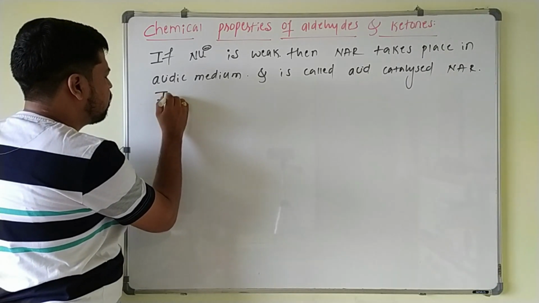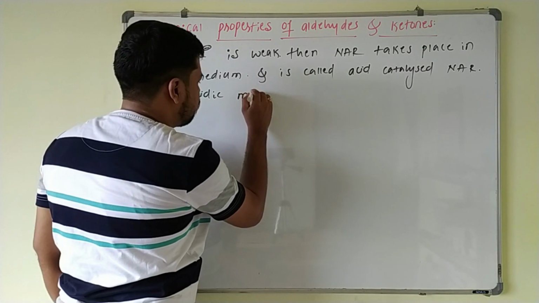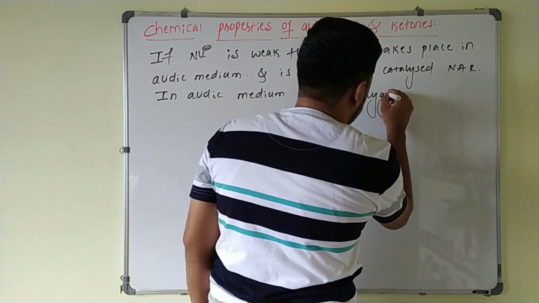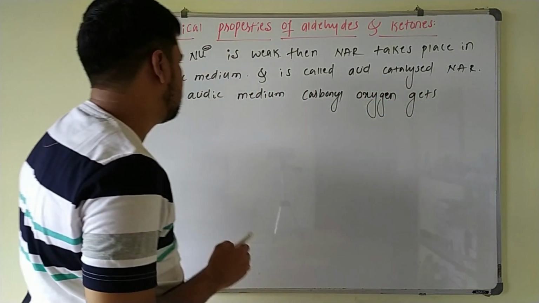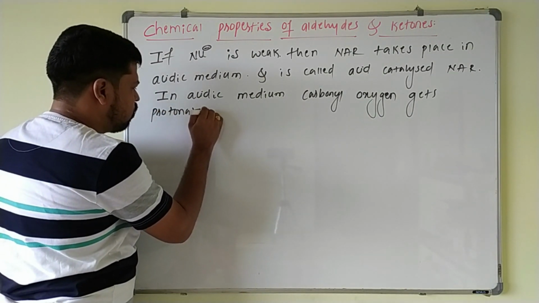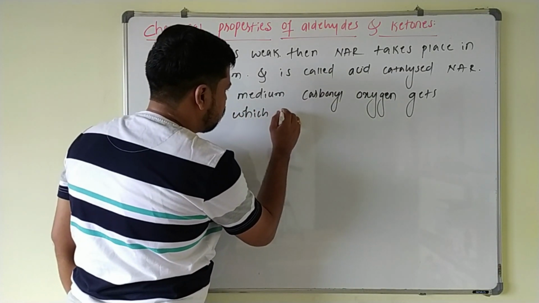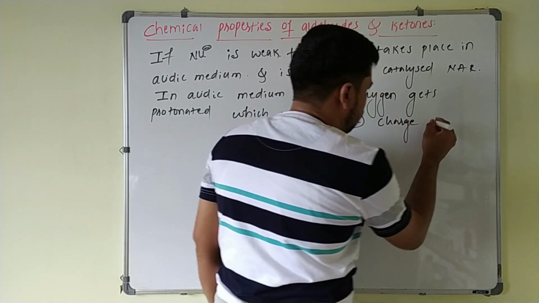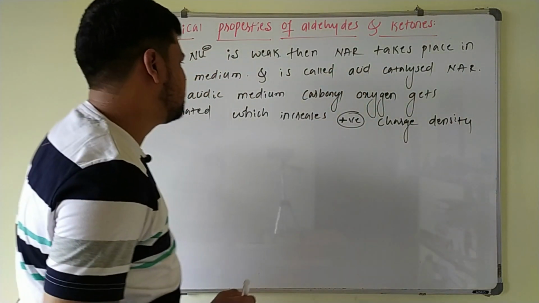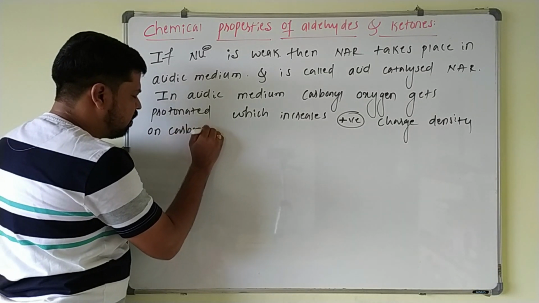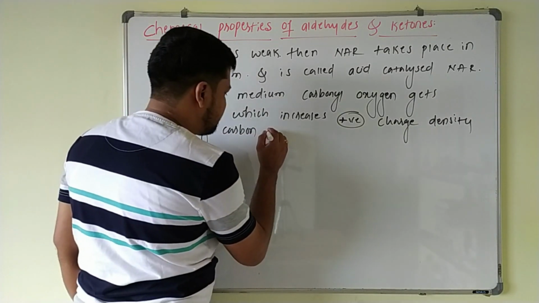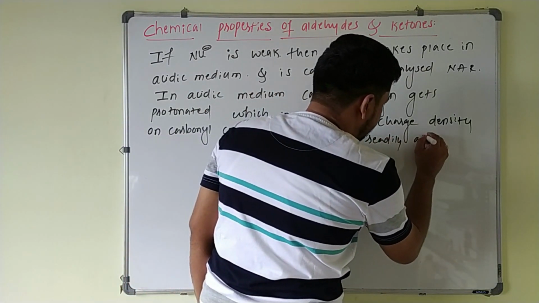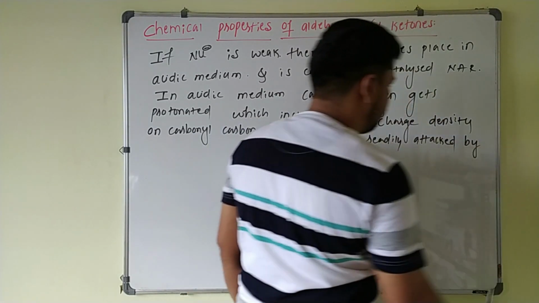In acidic medium, the carbonyl oxygen gets protonated, which increases the positive charge density on the carbonyl carbon, which can be readily attacked by the nucleophile.